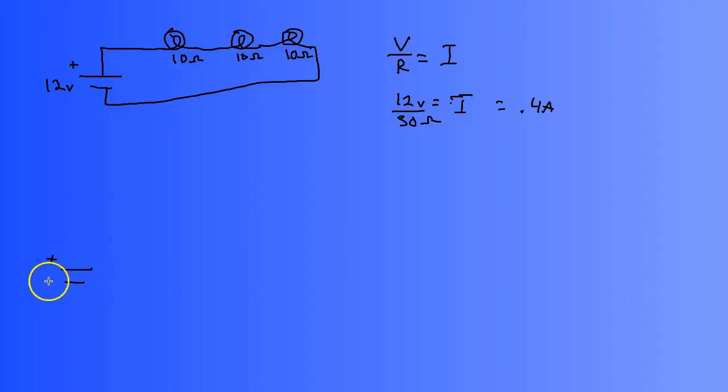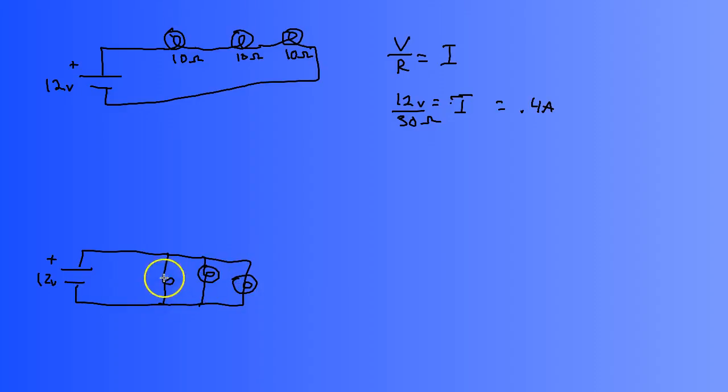Okay, and let's do an example of a parallel circuit. So again, 12 volts. Let's say that we have 1, 2, in this case we'll do 3 bulbs connected. And I want you to find the current through each bulb and then the total current coming out of the battery. Oh, and these are 10 ohms each. So, current through each bulb and then total current coming out of the battery.